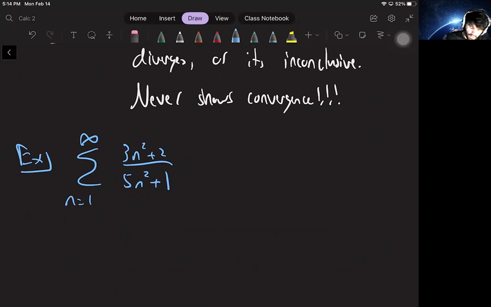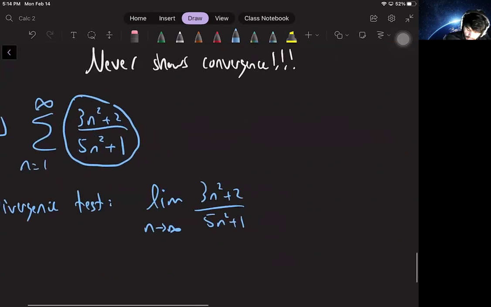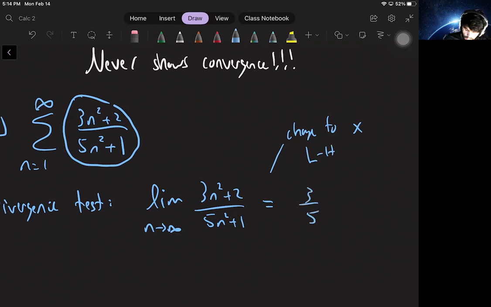Okay, so here's the idea for the divergence test in an example. So I just say, okay, forget adding anything up. I'm just going to take the limit instead of the series. I'm just going to take the limit. And then do I know how to do that? Yes, I do. If you want to be very official, change to x, and then you do L'Hopital's rule, and you end up with 3/5. And then you say, is this number 0? Well, let me ask you, is 3/5 0?